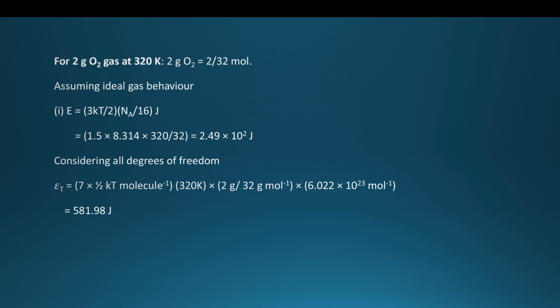Similar calculation for 2 gram of O2 gas. 2 gram means 2/32 mole. Assuming ideal behavior, use the formula 3/2 kT, divide the whole thing by 16. So the result comes out to be 2.49 times 10 to the power 2 joule.